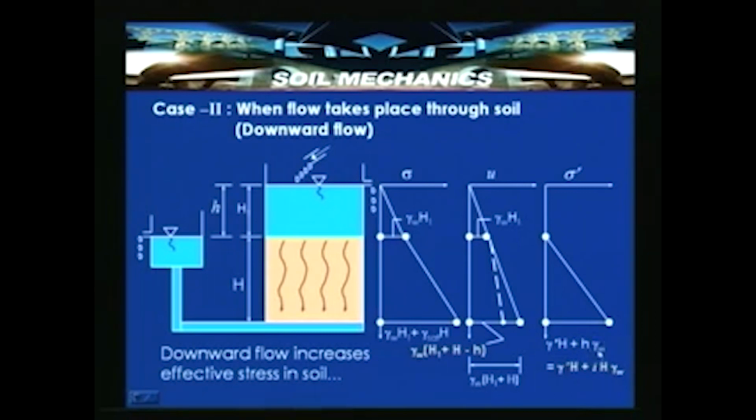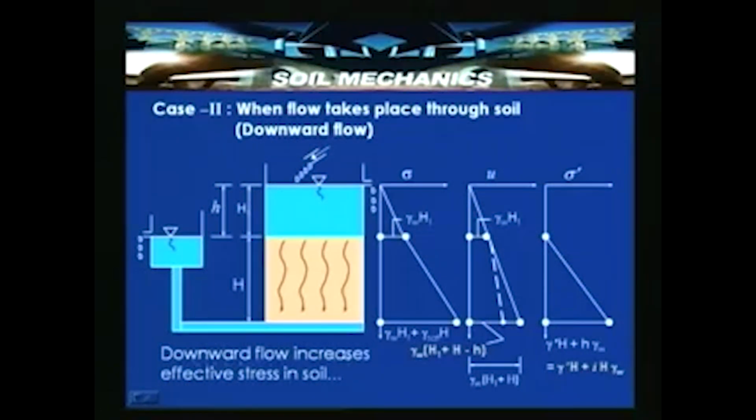When no flow is taking place, we do not have this term h gamma W. Now, this h gamma W is adding. This is actually a component which is being spent in the form of a seepage pressure. Because of this head loss available between this point and this point, the flow takes place from top to bottom, that is in the downward direction. So, when the flow takes place in the downward direction, what we see is that the effective stress increases.